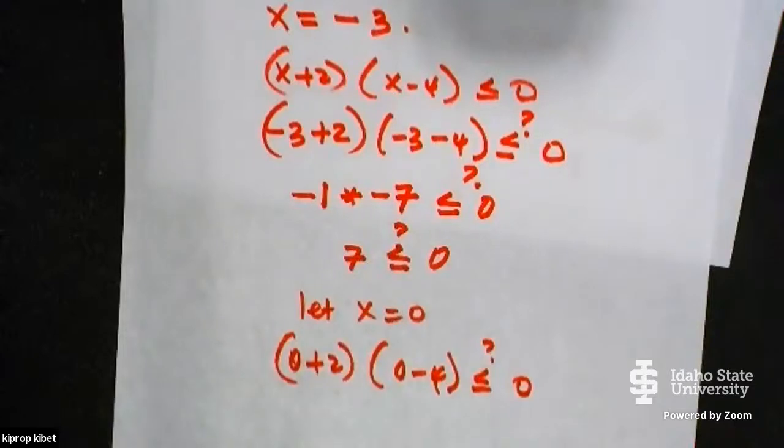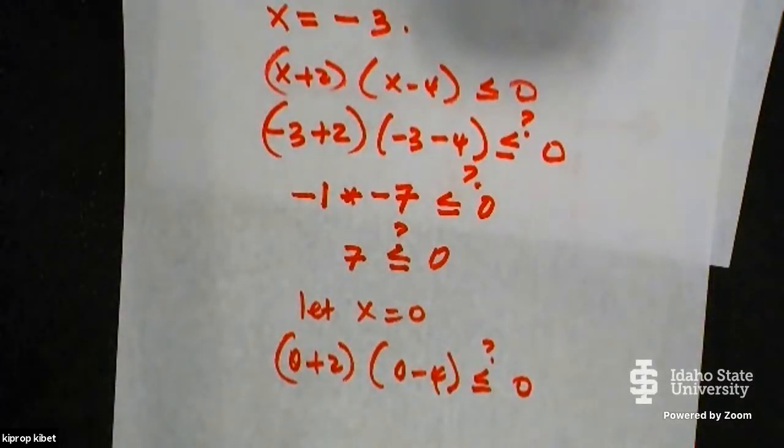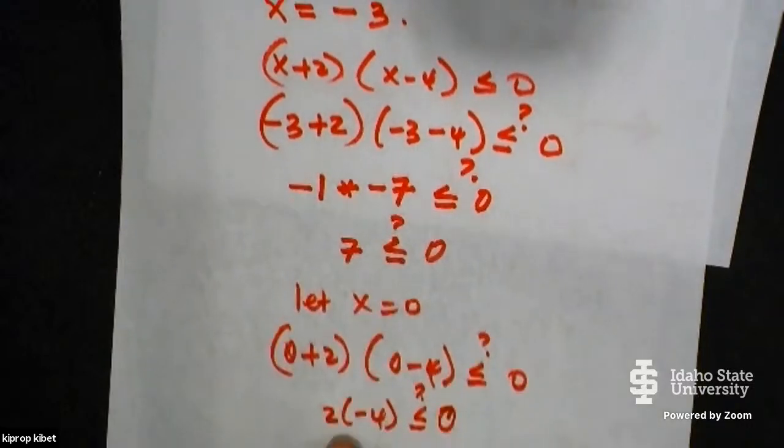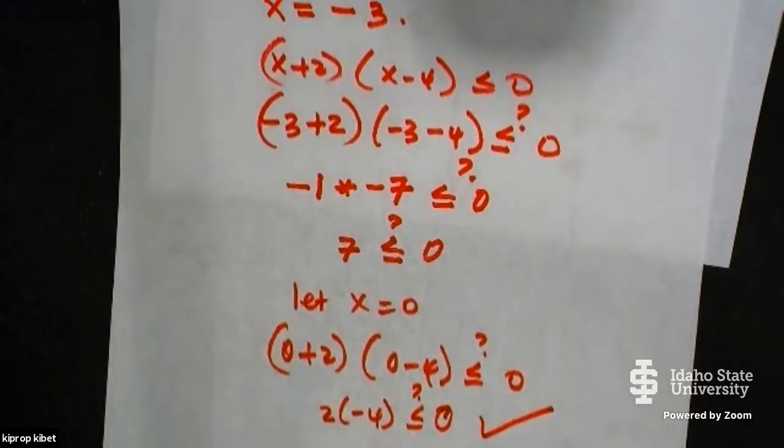Is that less or equal to 0? So this is 2 times -1. Is this less or equal to 0? So this is -8, right? So this one is less or equal to 0. So this region is accepted. This one does not.